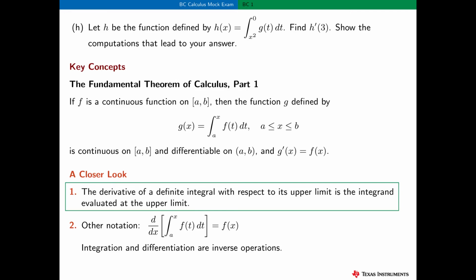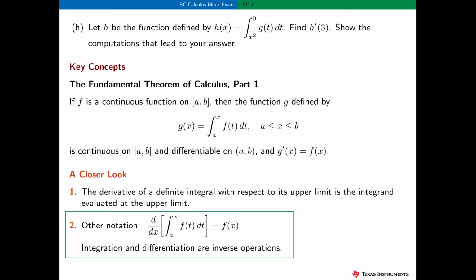In words, this says that the derivative of a definite integral with respect to its upper limit is the integrand evaluated at the upper limit. And here's some other notation to show the result of the Fundamental Theorem of Calculus. This shows, perhaps a little better, that integration and differentiation can be thought of as inverse operations. What one does, the other undoes.